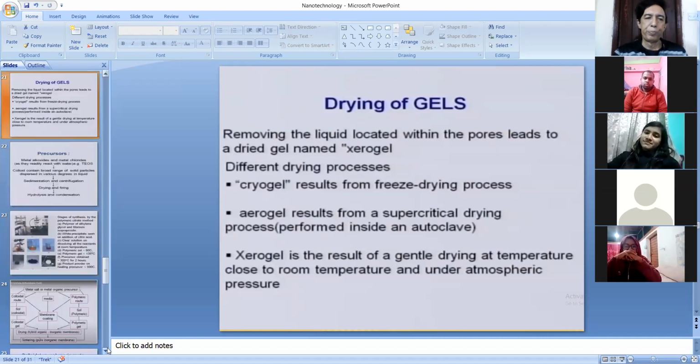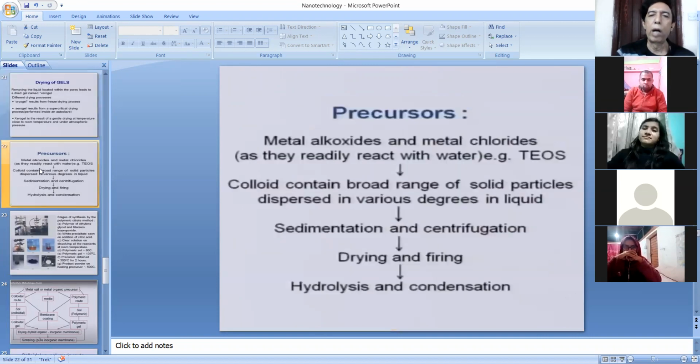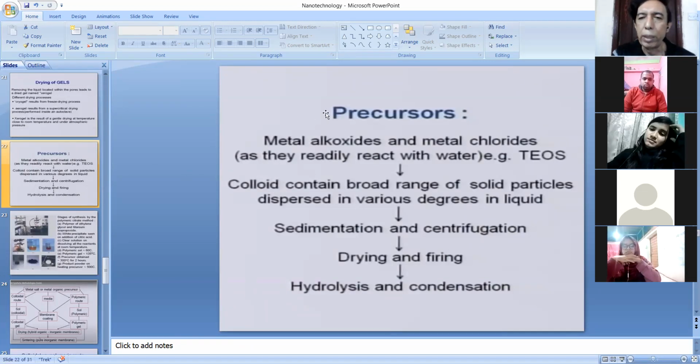Now, about the precursors. Actually, the precursors are mainly metal alkoxides and metal chlorides. Why are they used as precursors? Because they readily react with water. That means in water medium, they react. Now, I have told you about the precursors previously.